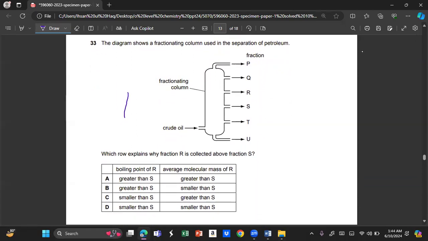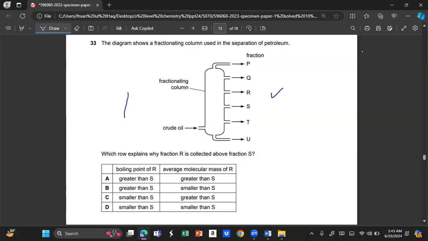Let's read question 33. The diagram shows a fractionating column used in the separation of petroleum. Students, this is a fractionating column. In this fractionating column, you can see crude oil has been separated into its components, which is also known as petroleum. You must keep in mind, petroleum is a useless mixture. It is not a useful mixture unless we separate fractions from it. Most of the fractions in it are hydrocarbons.